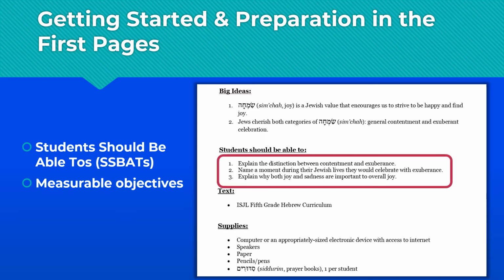Check out these measurable objectives. After having had this lesson, students should be able to explain the distinction between contentment and exuberance, name a moment during their Jewish lives they would celebrate with exuberance, and explain why both joy and sadness are important to overall joy.